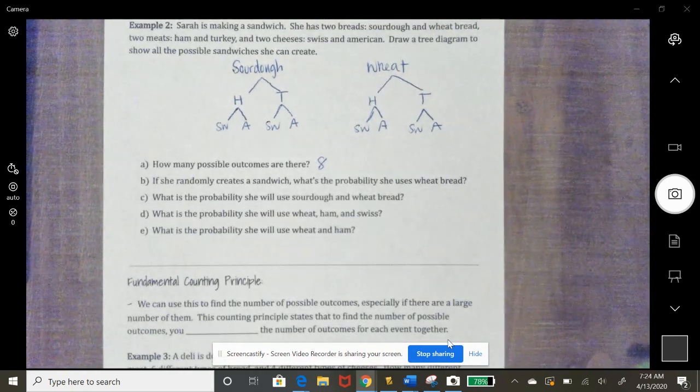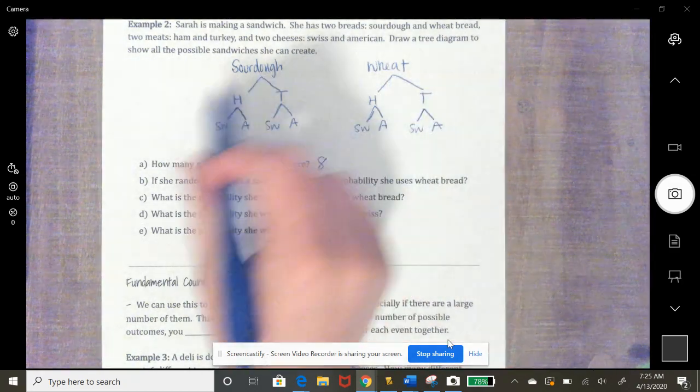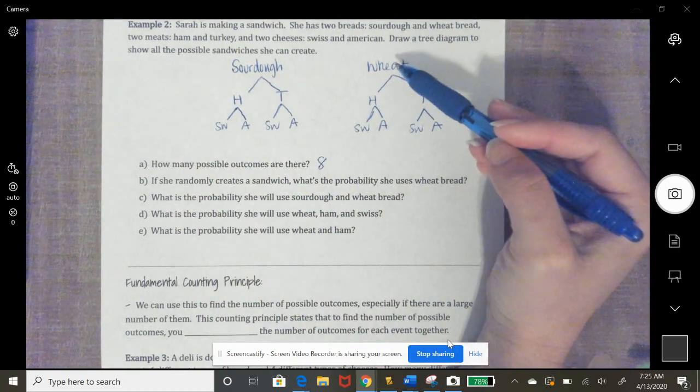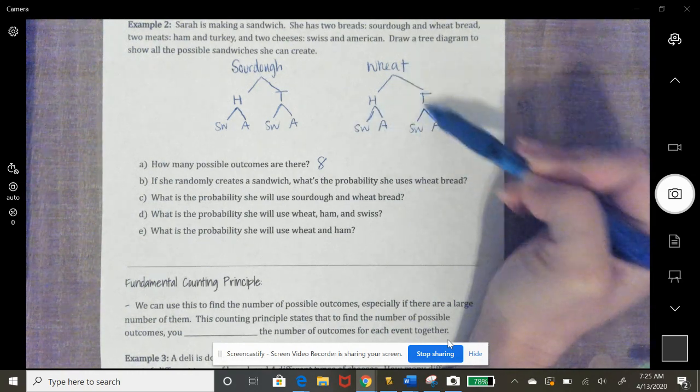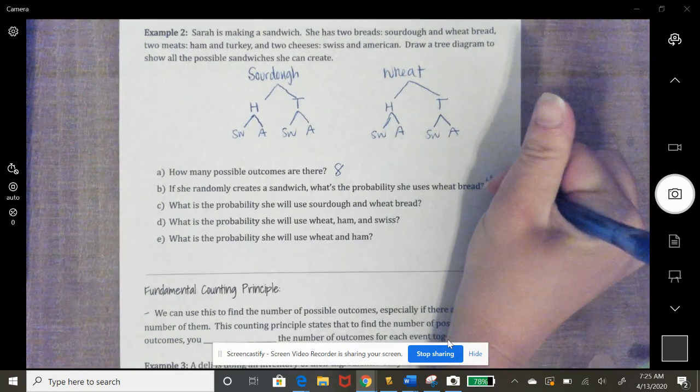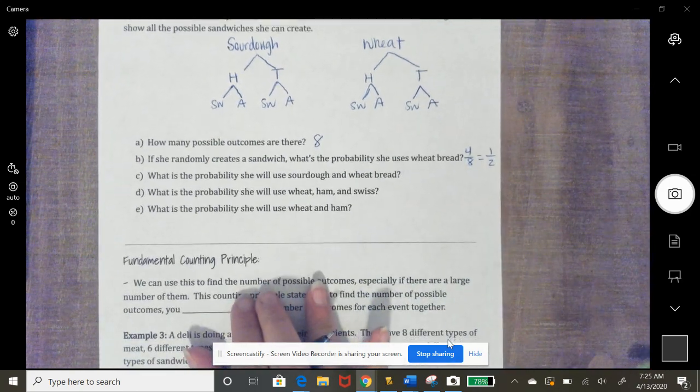So she creates a sandwich. What's the probability she uses wheat bread? So how many of these 8 have wheat bread? So all of them over here. So that's 1, 2, 3, 4. So 4 out of 8, or 1/2 if we simplify.